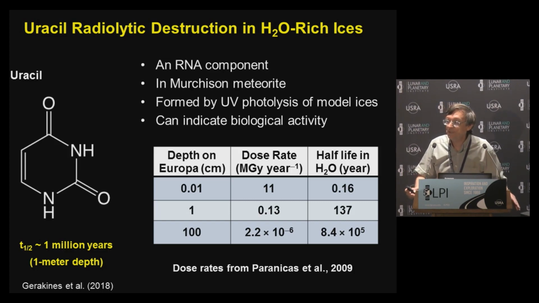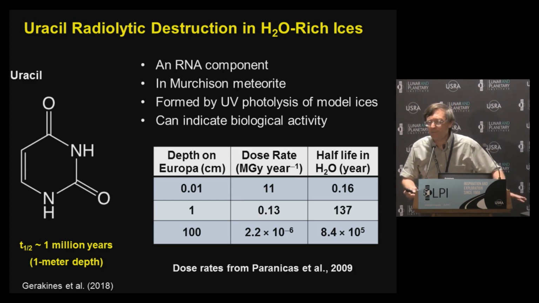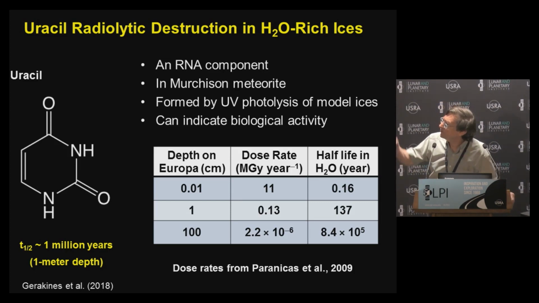And we haven't measured many of these things. I think we've measured maybe three or four amino acids, and we've measured one nucleobase, and we've got a handful of organics. I think we've got acetone. This is uracil. It's a component of RNA. You find this in the Murchison meteorite. You can form this. This is Dale Cruikshank's experiment, Dale Cruikshank, Chris Mattery, Scott Sanford. You can form this by UV photolysis of some of their so-called model ices. And yeah, it can indicate biological activity.